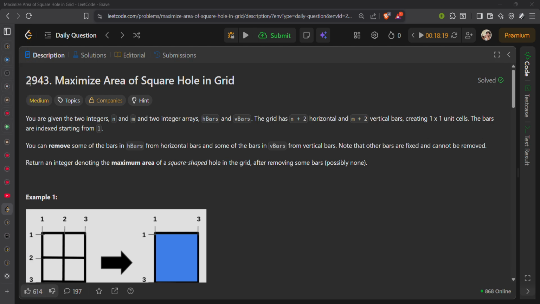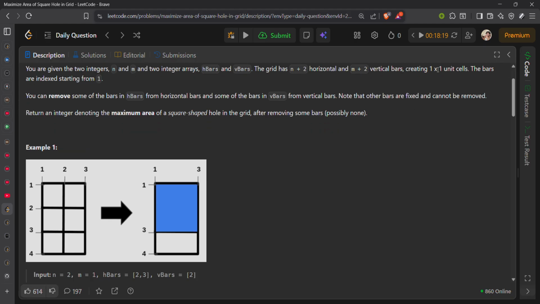We have this question, maximum area of square hole in grid. In this question, we are given two integers n and m and two integer arrays h bars and v bars. The grid has n plus 2 horizontal and m plus 2 vertical bars, creating 1 cross 1 unit cells. The bars are indexed starting from 1.